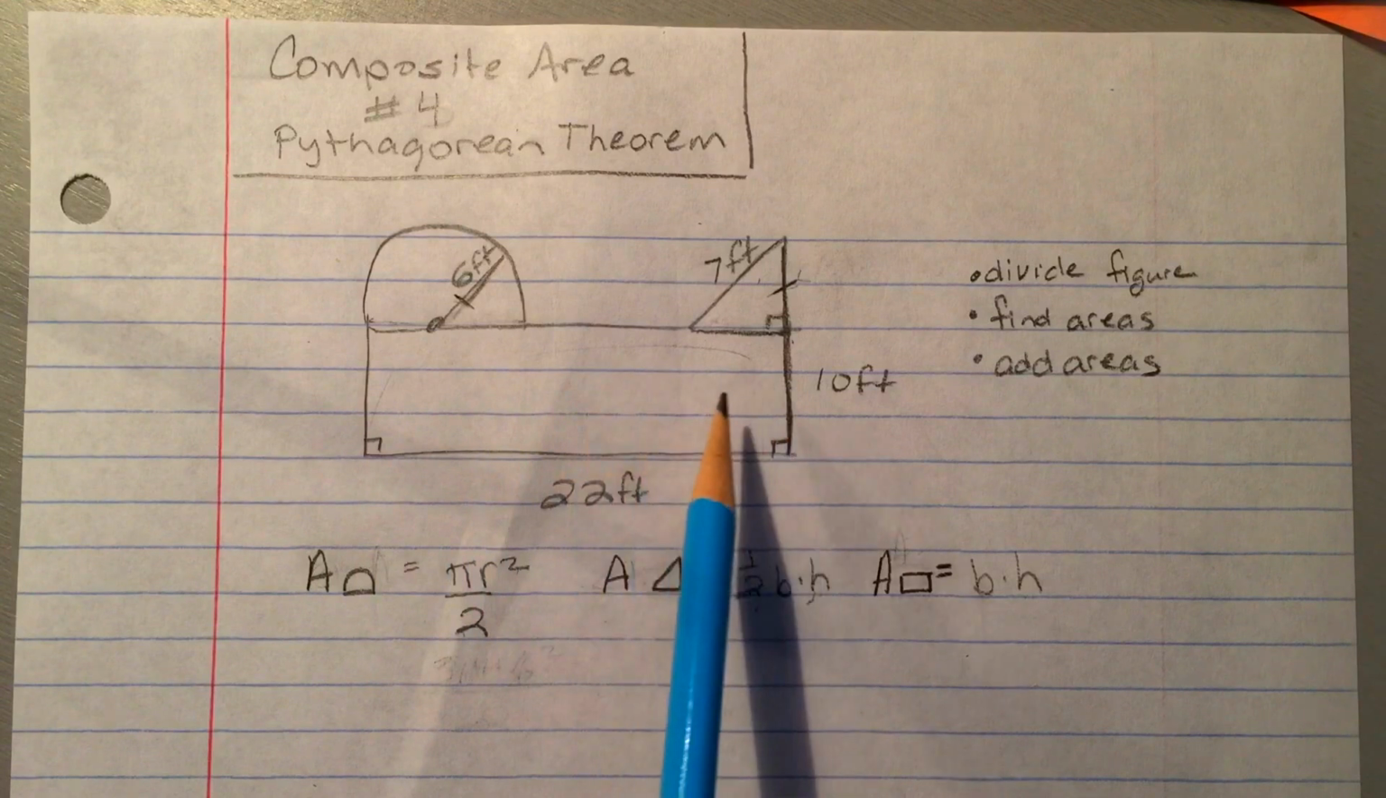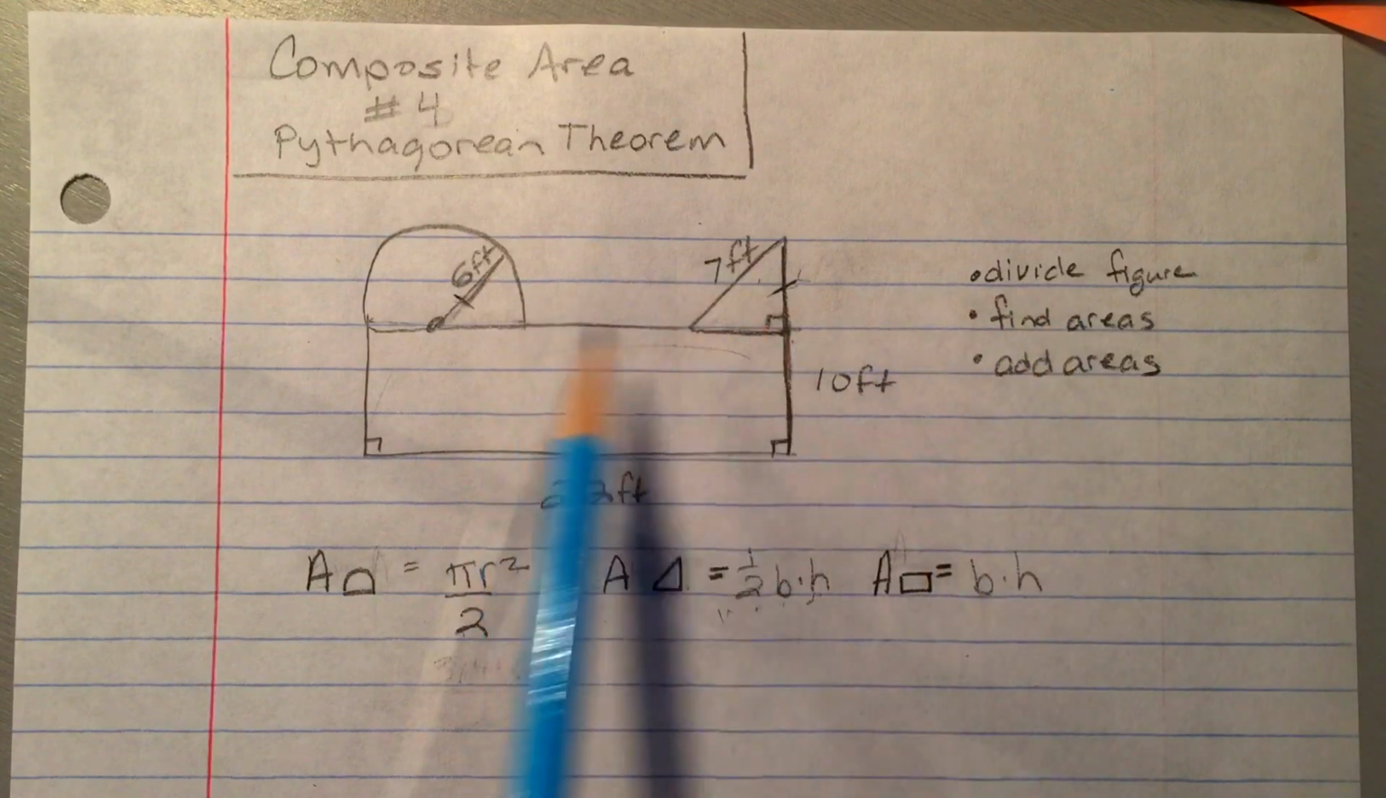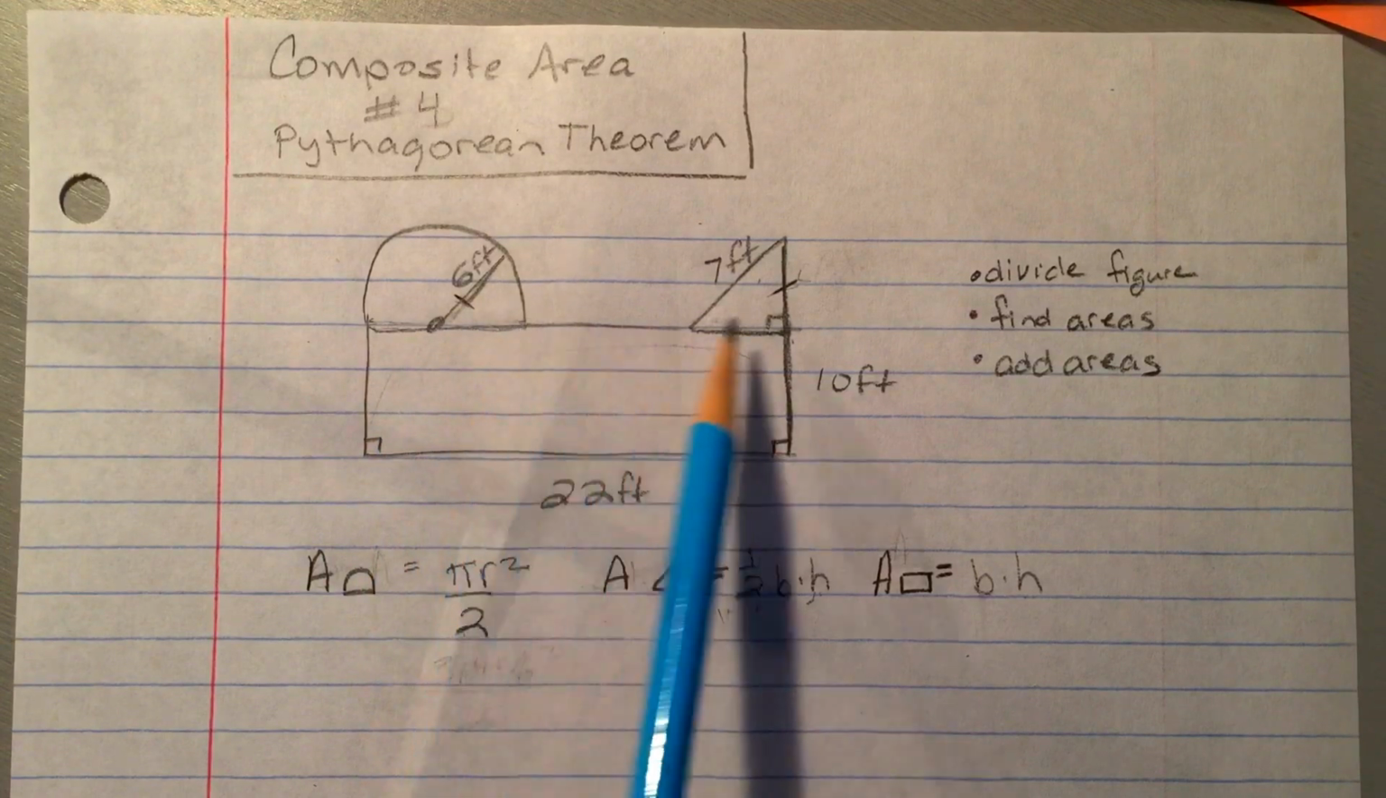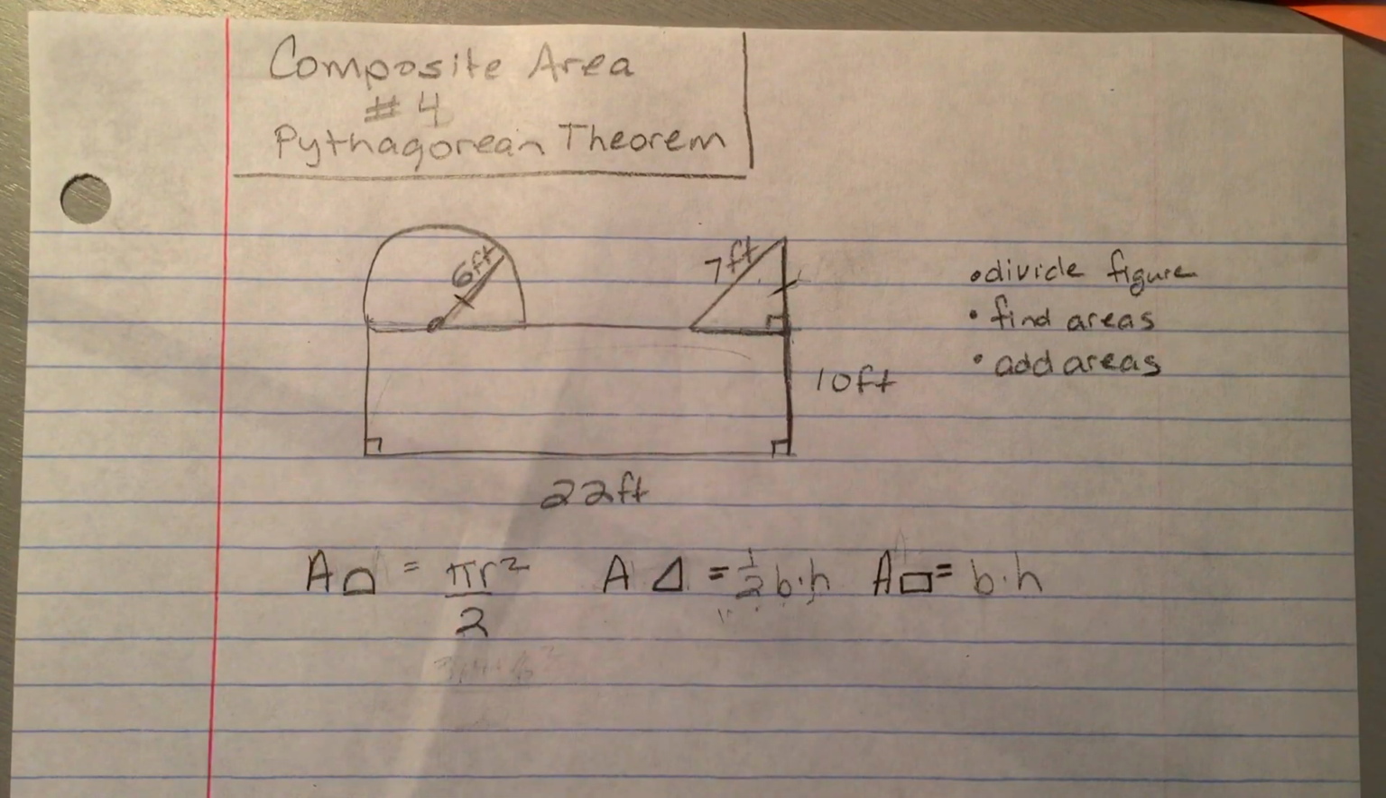You can see our figure here has already been divided into its shapes, so that I have a half circle here and a triangle here. My formulas are already listed. Area of the half circle is pi r squared divided by 2. The area of the triangle, 1/2 base times height, and the area of the rectangle, base times height.